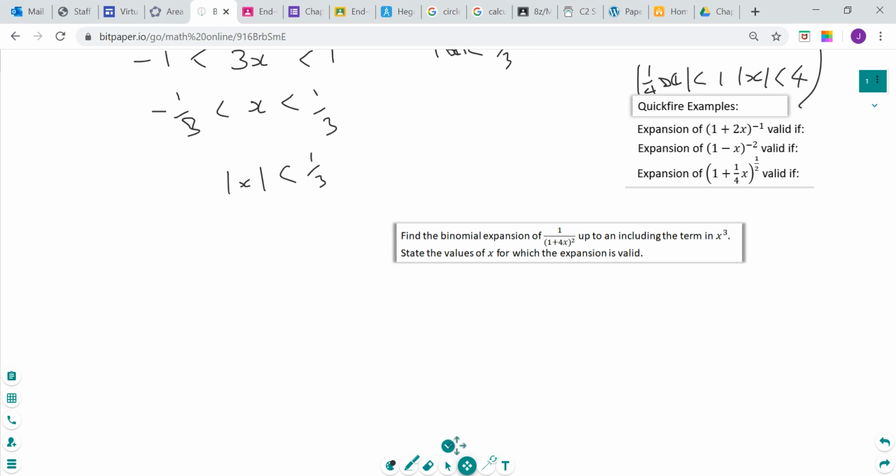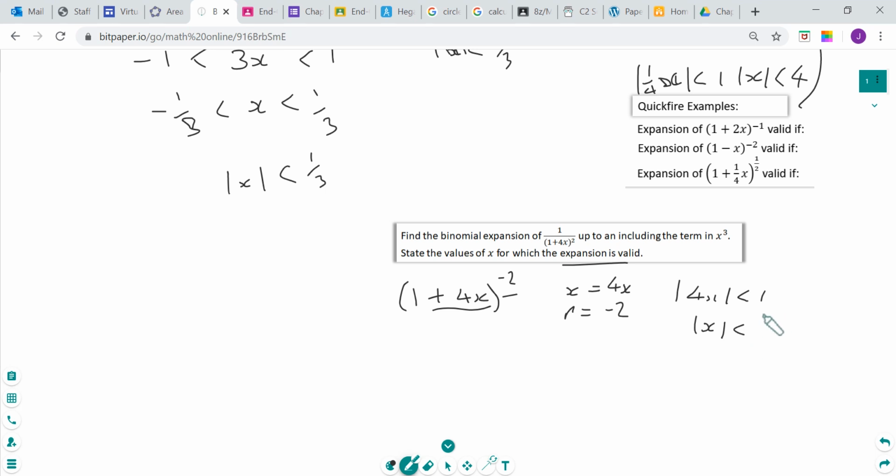Right, let's put it all together. So we're going to expand this one now. 1 plus 4x is in the denominator, so the power is minus 2. What is in the x position? The x position is 4x. What is in the n position? The n position is minus 2. When is it valid? I'm going to do that part straight away. So the absolute value of 4x is less than 1, so the absolute value of x is less than a quarter. Quick mark to get here.